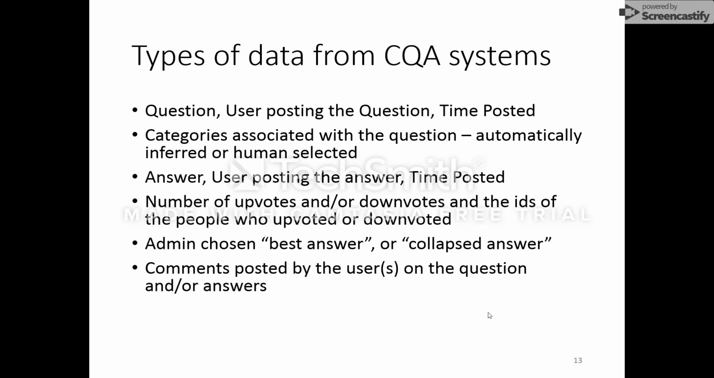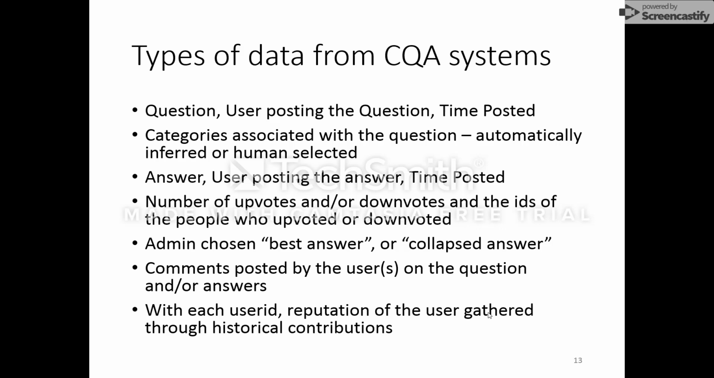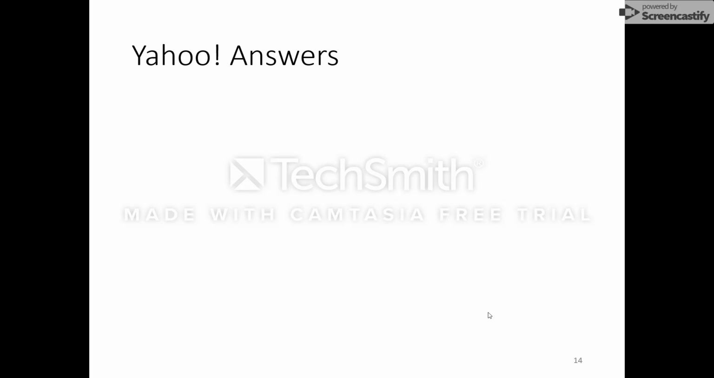And there could be comments posted by the user on the questions and/or comments posted by users on the answers. And with each user ID, you might have a reputation of the user gathered through historical contributions as well. So this forms the typical kind of raw material that you would get from a CQA system. So let's look at Yahoo Answers and the operation of a typical Yahoo Answers.